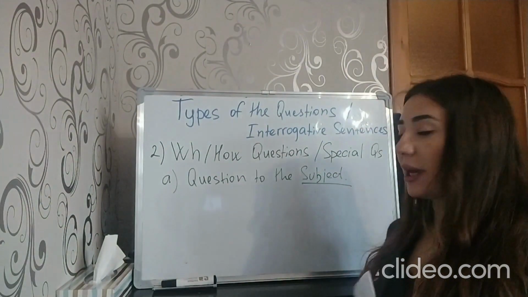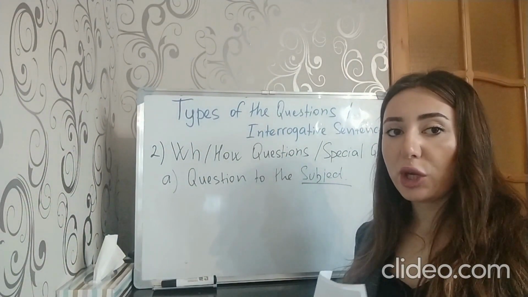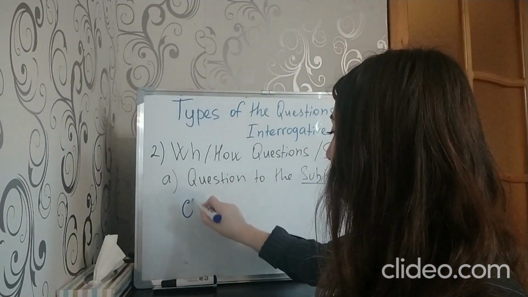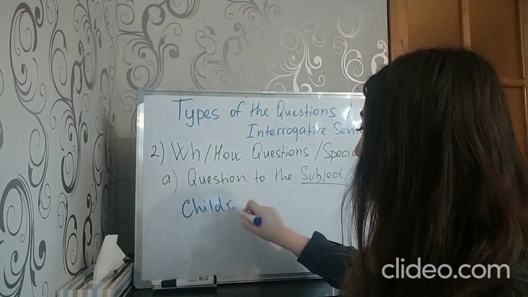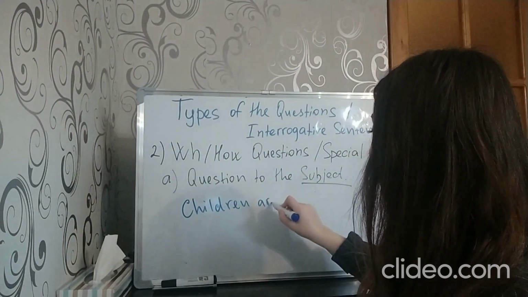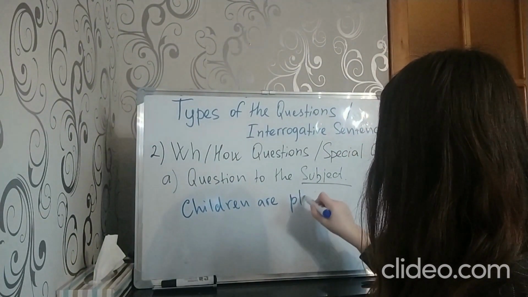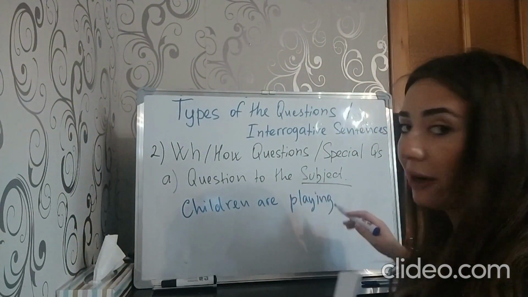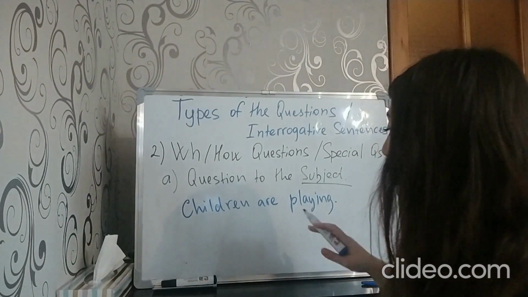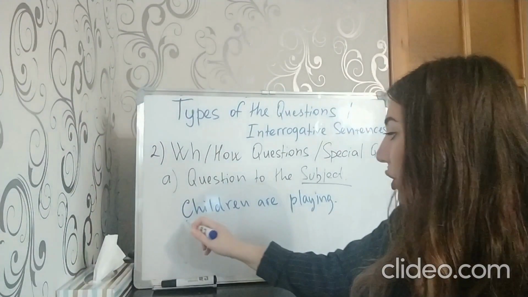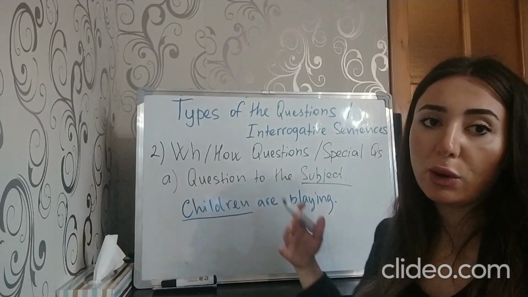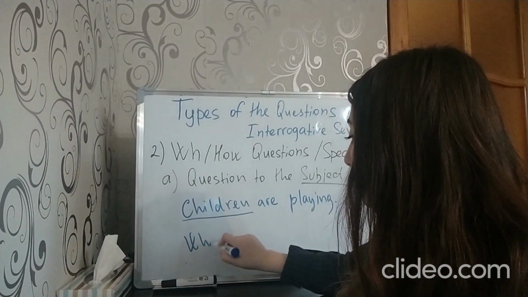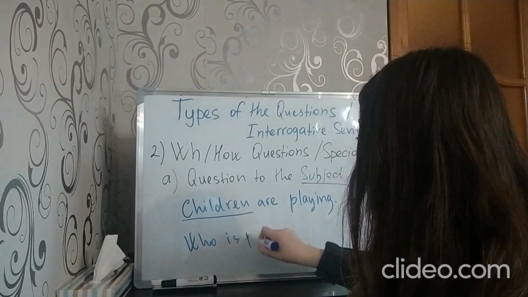Question to the subject. As you understand from the name, here we're asking a question to the subject. For example, children are playing. Let's keep our examples short since I do not have enough space here. Children are playing. My subject here is children, and now I will ask a question to children. Who is playing?